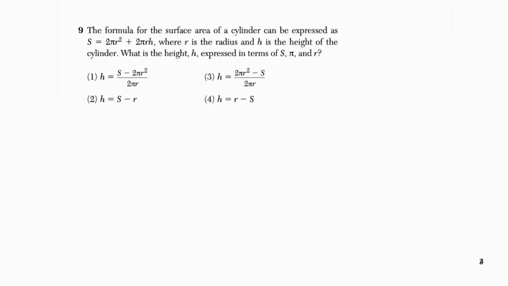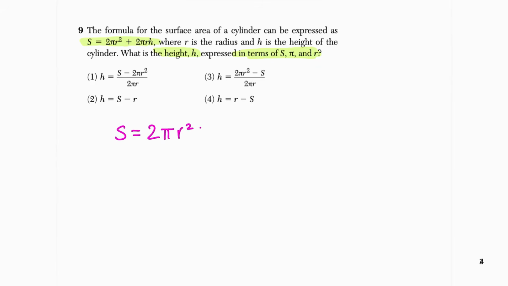Number 9, the formula for the surface area of a cylinder can be expressed as S equals 2 pi r squared plus 2 pi r h, where r is the radius and h is the height of the cylinder. What is the height, h, expressed in terms of s, pi, and r? So when you see that type of expression in terms of, that means that you want everything else, the s, the pi, and the r, to be on the other side of the equal sign. And we want the height to be by itself. We want the height to be isolated. So we're going to do some work with inverse operations to get that h by itself.